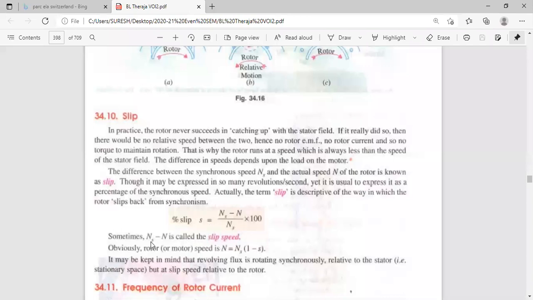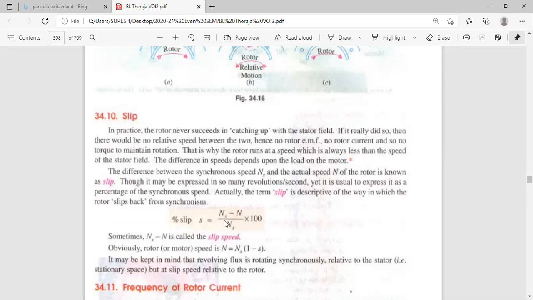Suppose ns is 1500 rpm and the actual speed n is 1400 rpm. What is the slip speed? Ns minus n, 1500 minus 1400, is 100. So 100 rpm is the slip speed.